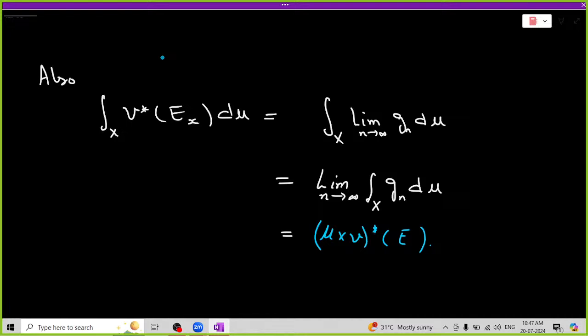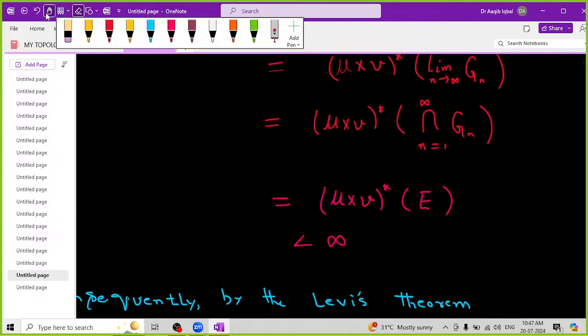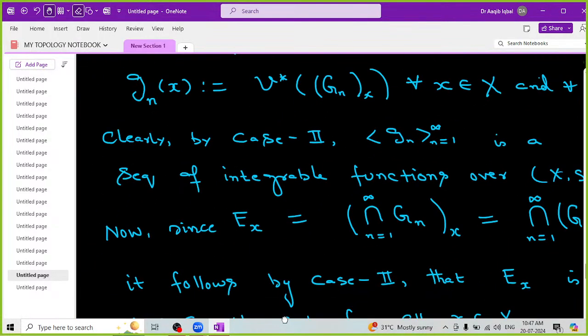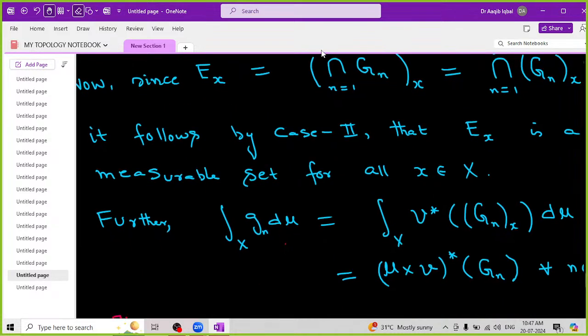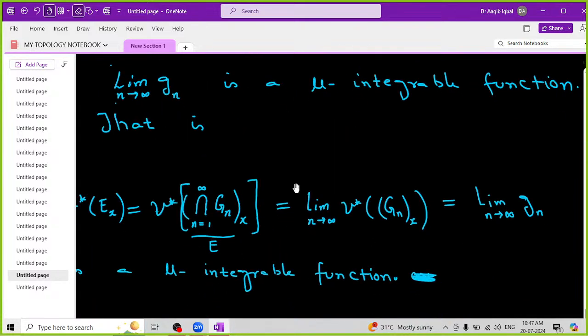ठीक है, मेजरेबिलिटी भी हो गई, इंटीग्रेबिलिटी भी हो गई, और इंटीग्रल इज द आउटर मेजर ये भी हो गया. So the theorem is true for these sets also. It's true for sets which can be written as countable intersection of sigma sets. So this proves the result for case 3 also. Yeah, in case 3 also. हमने मेजरेबिलिटी कहाँ एस्टैब्लिश करी थी? यहाँ मेजरेबिलिटी, फिर इसके बाद इंटीग्रेबिलिटी. हाँ, तीनों चीज़ें हो गई.